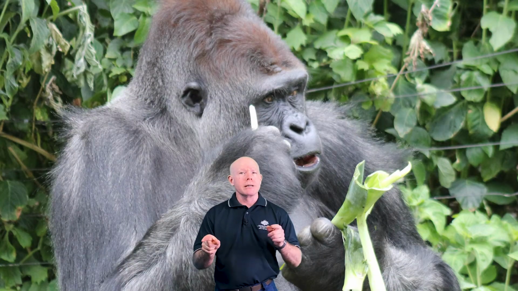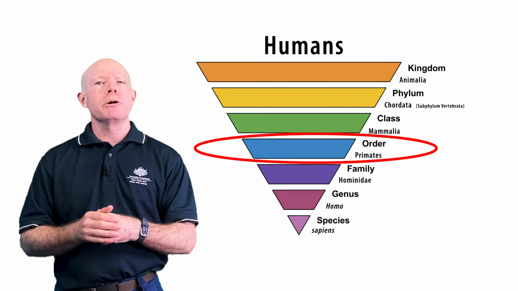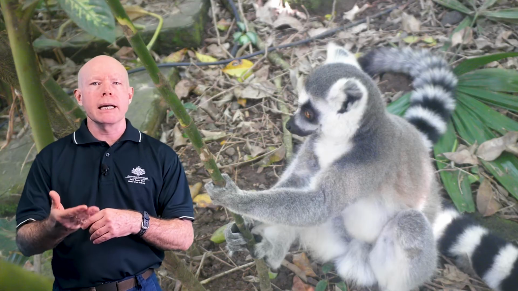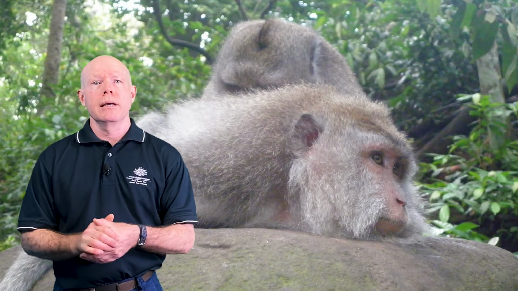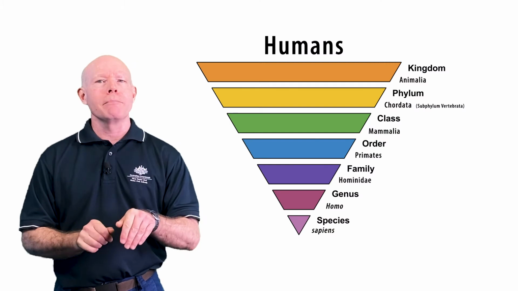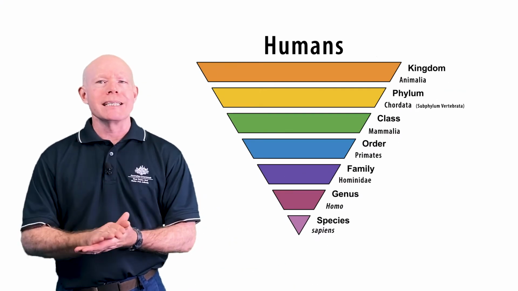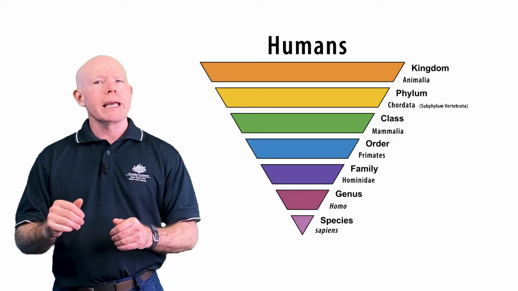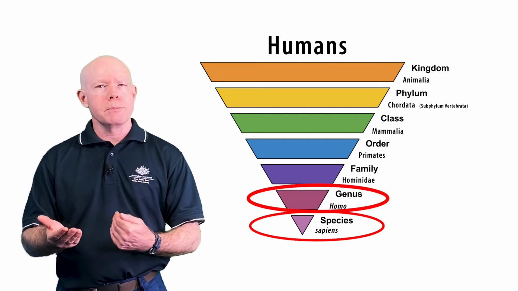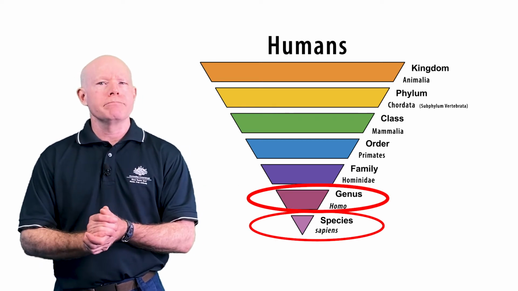The next level groups us in the class Mammalia, along with other mammals, including dolphins and elephants, and the great apes, like gorillas and chimps. At the level of order, we're grouped with other primates, like lemurs and monkeys and the great apes, as we have more in common with them than we do with dolphins and elephants. We then come to the family Hominidae, which is just us humans, together with the great apes, the chimps, gorillas and orangutans. And finally we come to the bottom two groups of genus and species, which we'll come back to shortly, but first a quick recap.